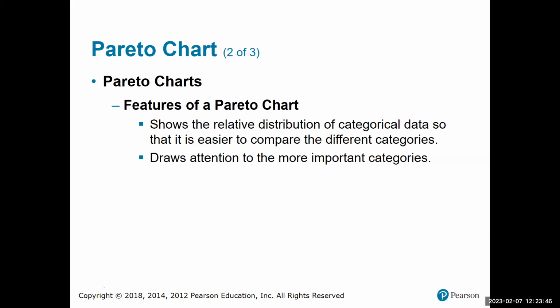All right, so it shows the relative distribution of categorical data, so it's much easier to compare different categories, and it draws attention to the more important categories, right? So you notice what there is the most of. So let's say it was political parties, and this was the highest. You would know that there's the most of whatever this is, Democrat, Republican, Independent, I don't know. Right, it draws attention right here to the largest bar.